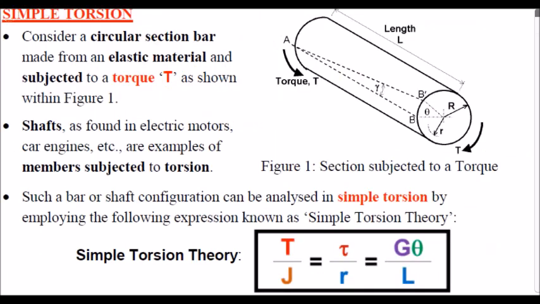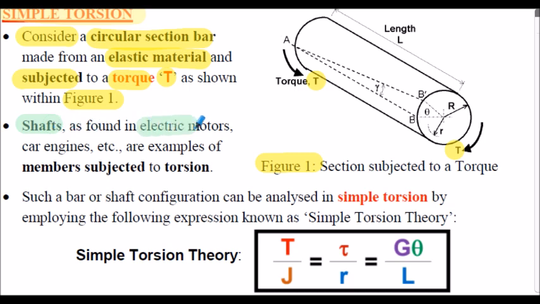So simple torsion, overview. We're going to consider a circular section bar that's made from an elastic material and subject to an applied torque T as shown in figure 1. Here's figure 1 here, applied torque T. Such circular sections are used for shafts of electric motors or car engines. These are members subjected to torsion.